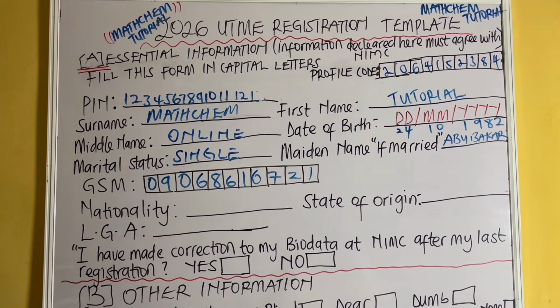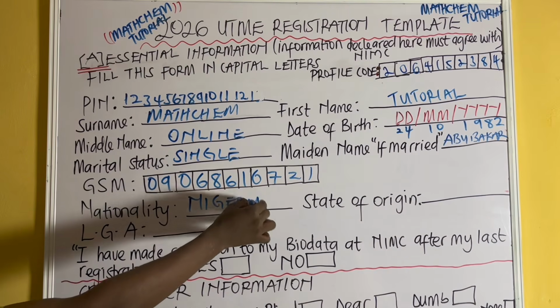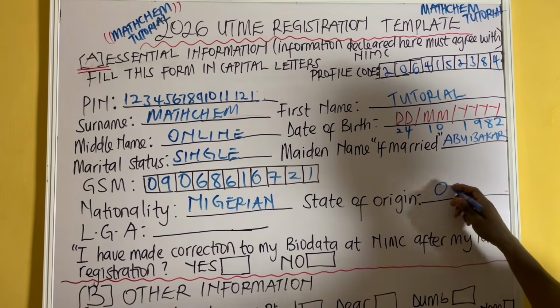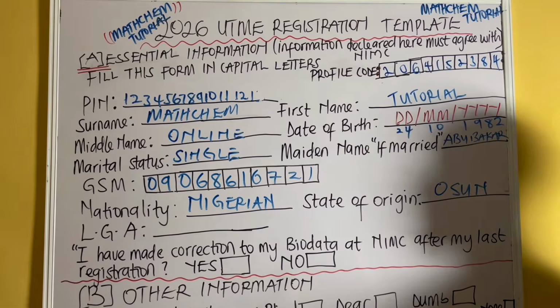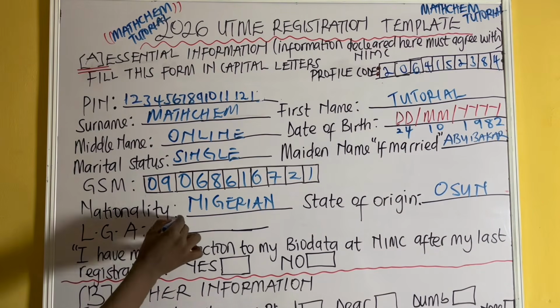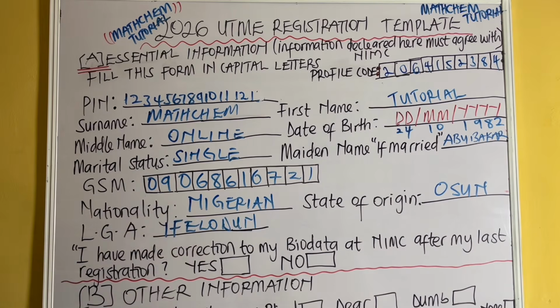And your nationality. Basically, most UTME students are Nigerian, although some foreigners used to register as well. So for your nationality, that will be Nigeria. State of origin, so that will be Osun. Just write Osun here, Osun State. Then the local government area, that will be Ifelodun.